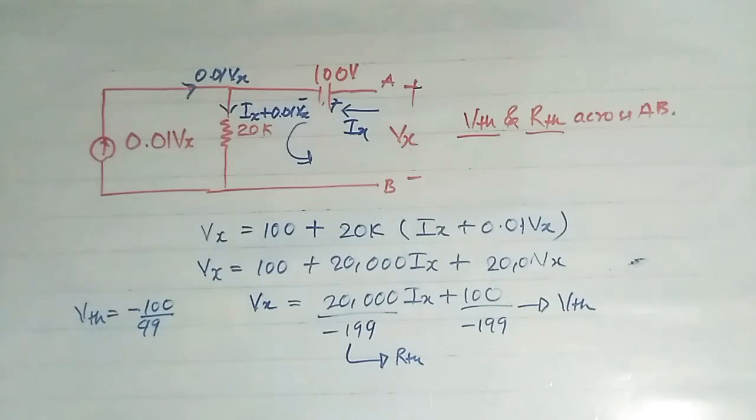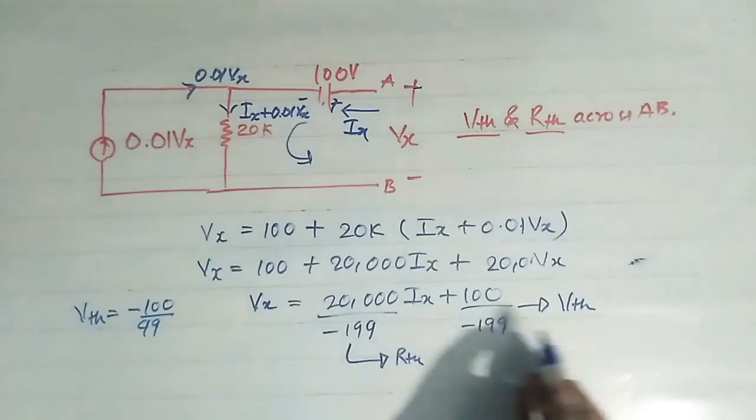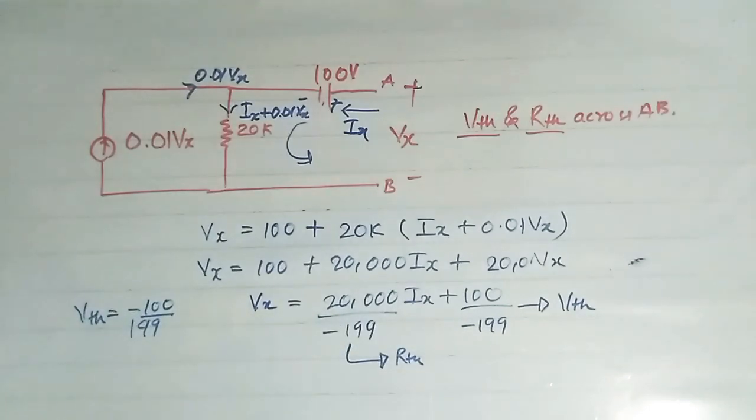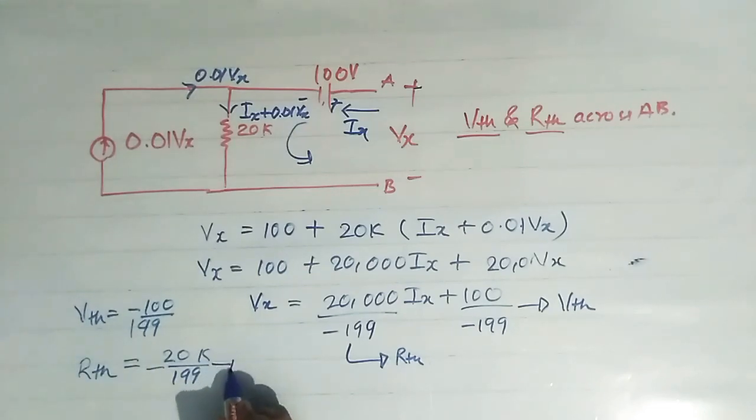Sorry, what I have done wrong. Sorry, 199. Minus 100 by 199. And RTH is equal to 20k by 199. Here both are negative. Now what does negative resistance mean? It means this resistance acts as an active element, or we can say that the network is active.